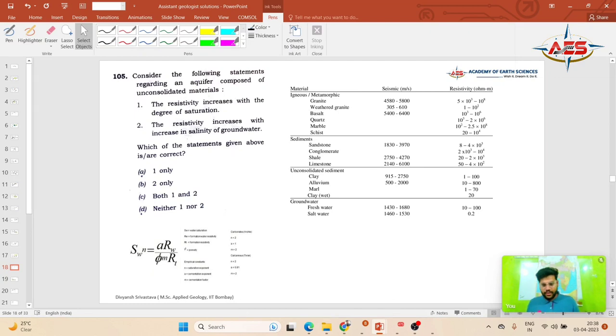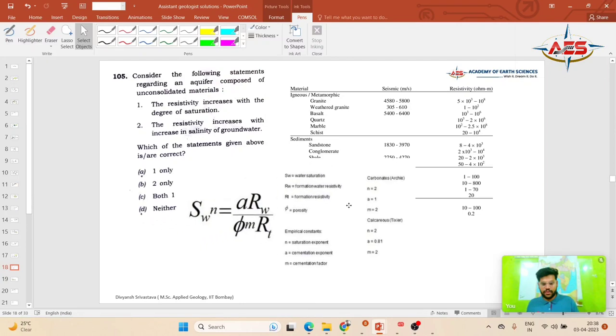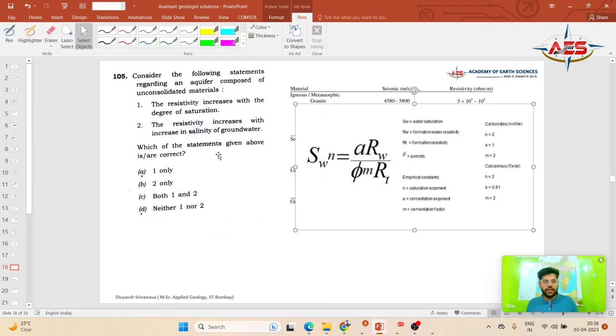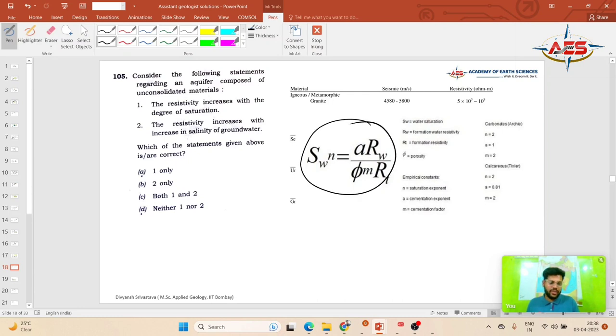Okay. So as you can see, there is one figure that I have shown you here. This is a very famous formula. We call it Archie's formula. Okay, we usually use it when we use electrical logs. When well logging, I have studied this thing for the first time. Okay. So Archie's formula.